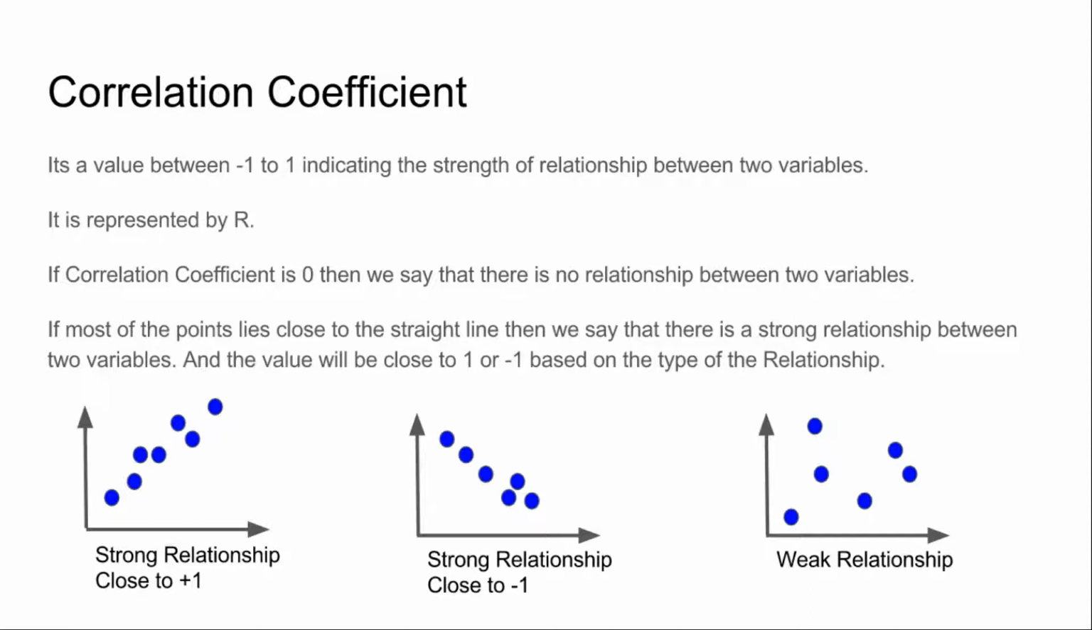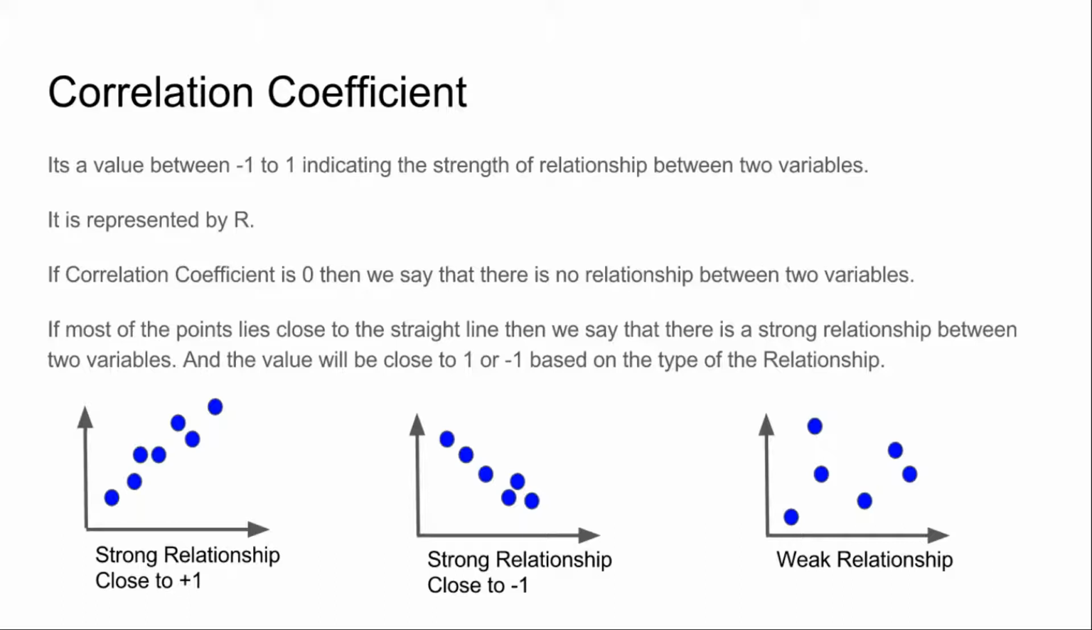Correlation coefficient is a value between minus 1 and 1 indicating the strength of the relationship between two variables. It is represented by R. If the correlation coefficient is 0, we say that there is no relationship between the two variables. If most of the points lie close to the straight line, then we say that there is a strong relationship between the two variables.